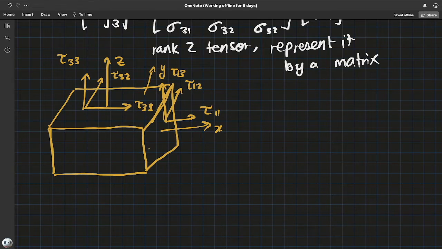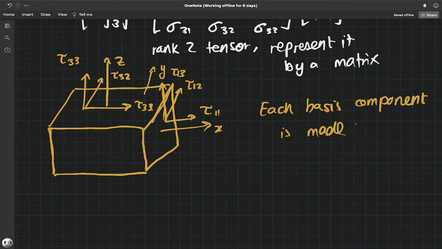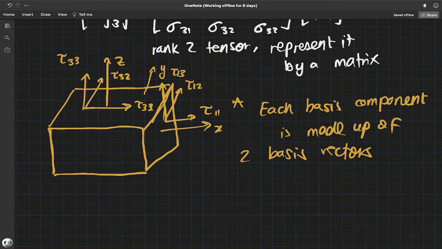And we can do this with face y, which will be behind. It's hard to draw, so I won't draw it here, but you get the idea. Each basis component is made up of 2 basis vectors. This is for a rank 2 tensor, mind you.